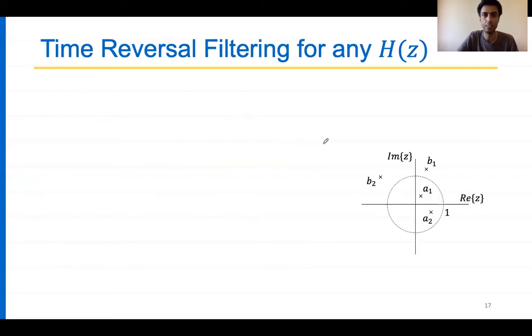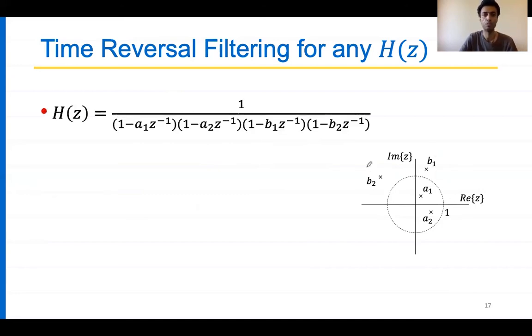Okay, so let's see any general H(Z). From this plot, you can tell that there are 4 poles, A1, A2, B1, B2. A1, A2 are inside, B1, B2 are outside. So my H(Z) is basically this form, right? 1 upon 1 minus A1 Z for the A1 pole, similarly for the A2 pole, B2 pole, and B1 pole, okay?